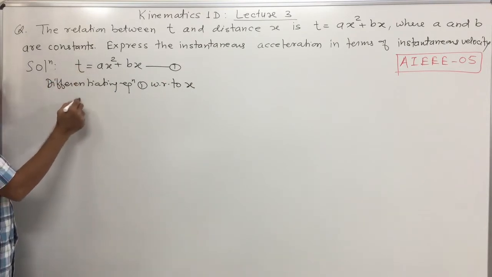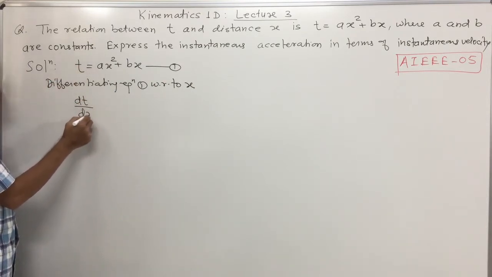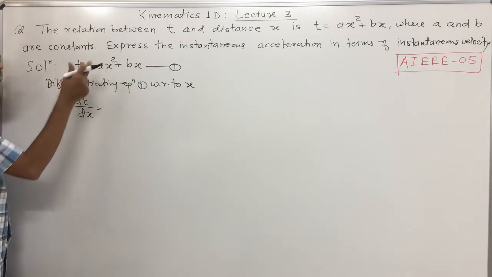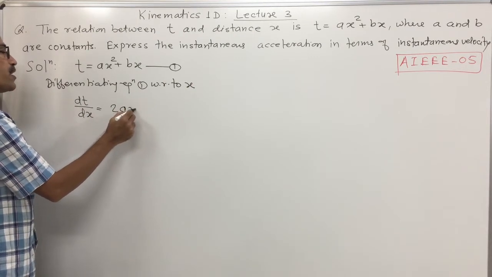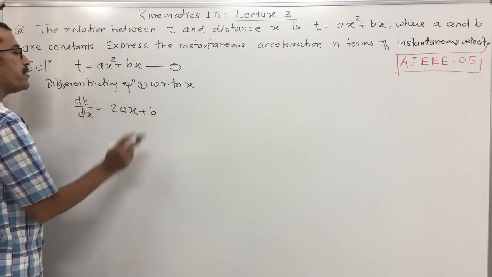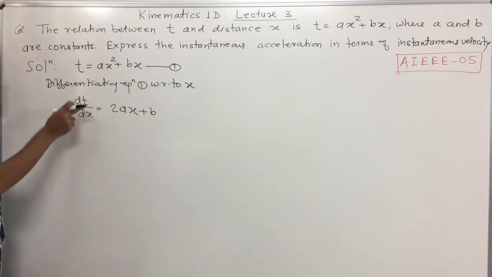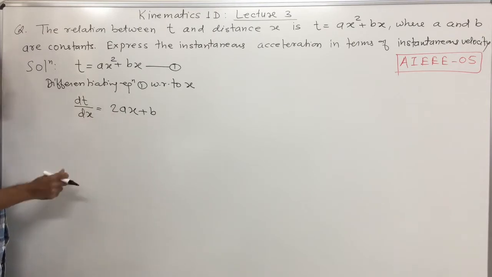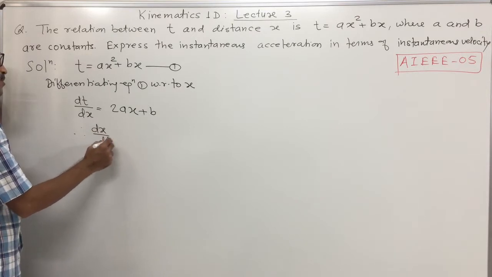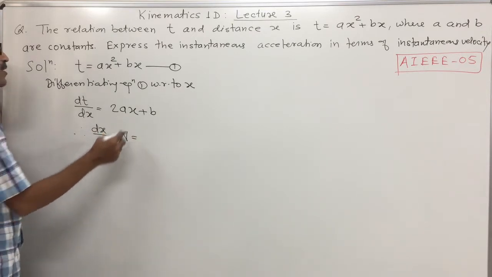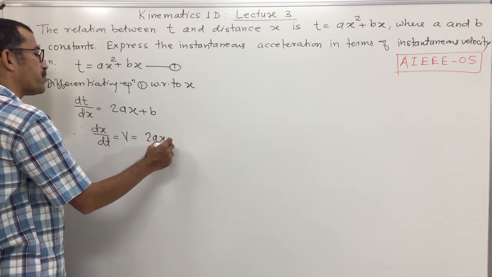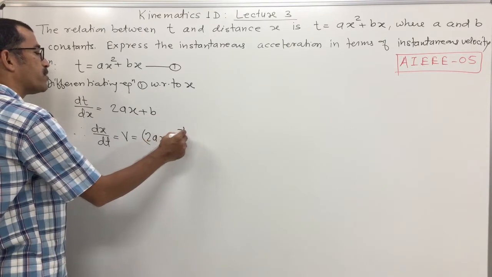So this will be dt by dx. What is the differentiation of ax square? A is constant, so a into 2x, this will be 2ax. B is constant, the differentiation of bx will be plus b. Simple. Now dt by dx is 2ax plus b. Therefore dx by dt, which is nothing but velocity, is 1 upon 2ax plus b. That means it is 2ax plus b raised to minus 1.